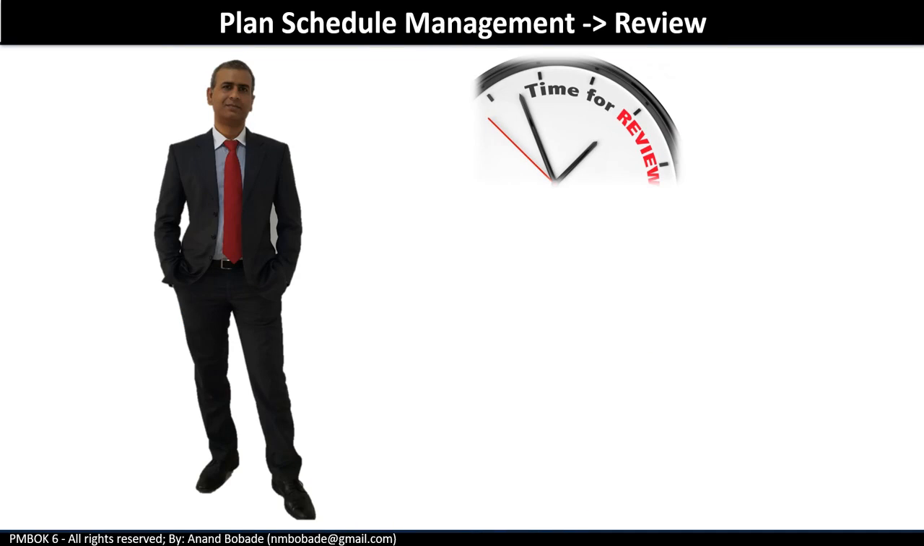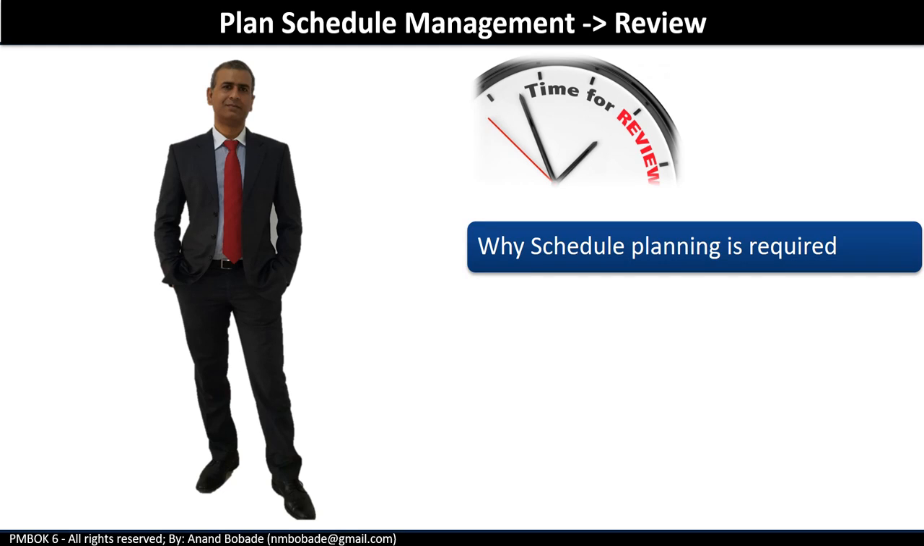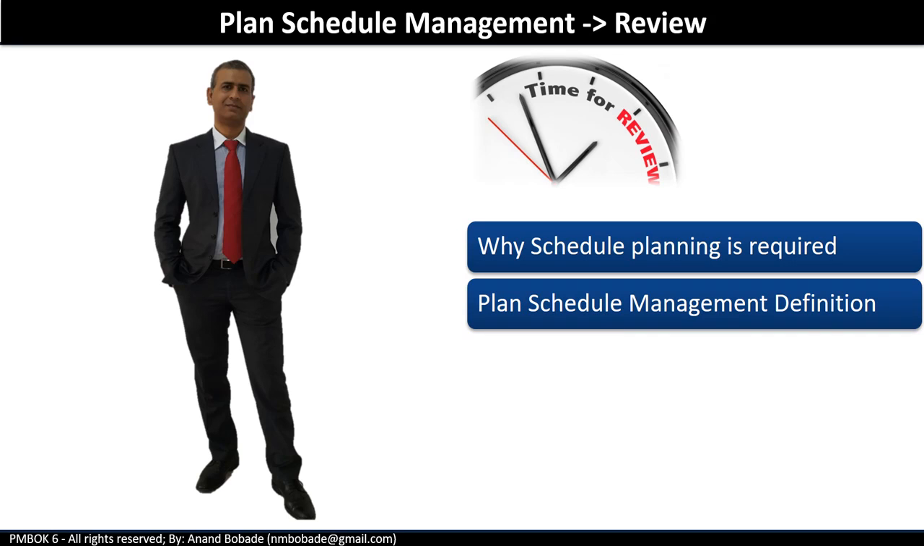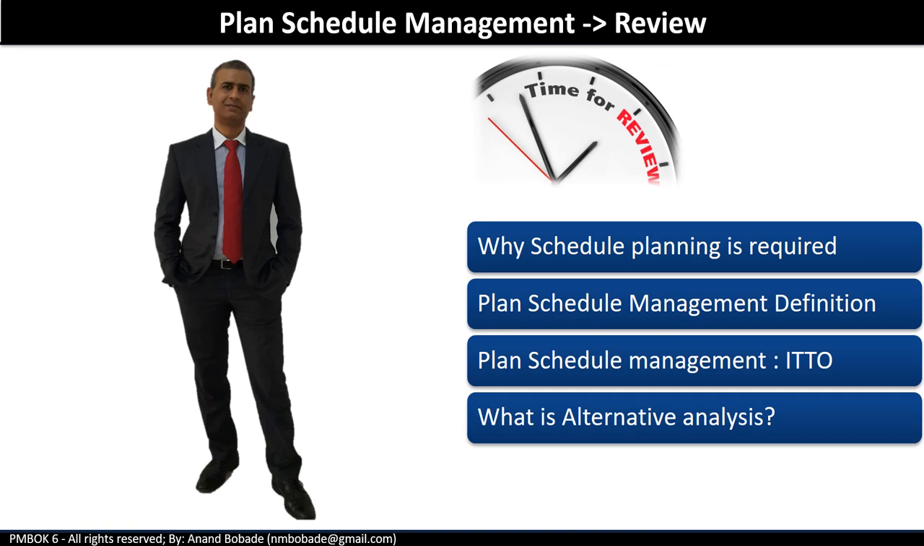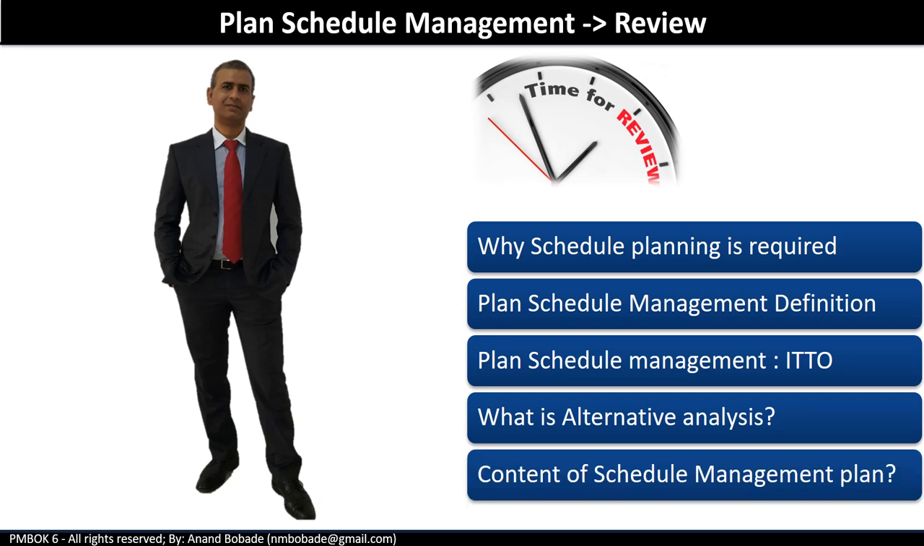Good job. You have completed the first process, that is plan schedule management. Let's do a quick review. In the overview, we talked about why schedule planning is required. We went through the process definition. We talked about inputs, tools, techniques and outputs. We discussed alternative analysis as a tool and technique, and we saw how it helps us create the schedule management plan. And finally, we went through the content of the schedule management plan. See you in the next session to learn the define activities process. Thank you.